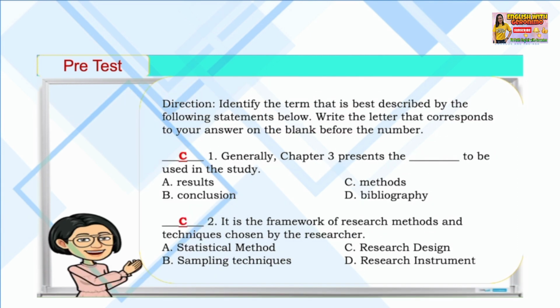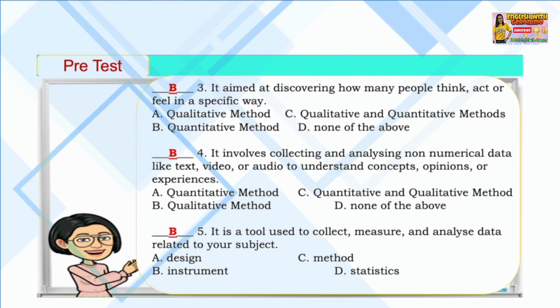Let us now check your answer. The answer for number 1 is letter C. Methods. Number 2, the answer is letter C. Research design. Number 3, the answer is letter B. Quantitative method. Number 4, the answer is letter B. Qualitative method. And the answer for number 5 is letter B.